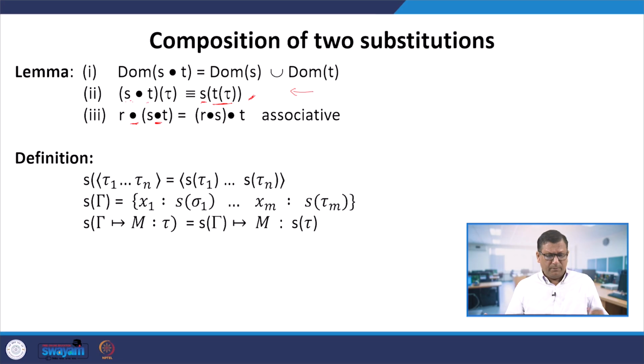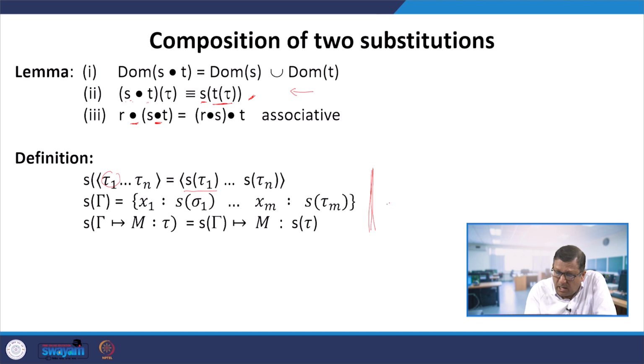And next we have this definition. We are going to use this when we study the principal type algorithm, where in the deductions we make substitutions. So if I have S applied to the tuple tau 1 to tau n, that means we are applying S individually onto each, so we get S of tau 1 up to S of tau n.